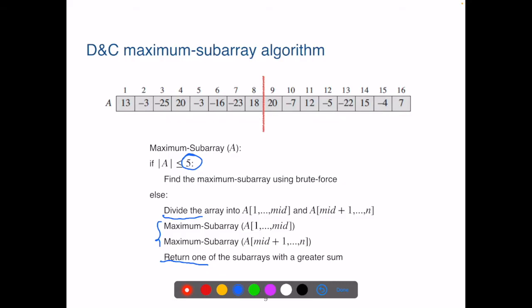How to combine the search result? From the two subarrays, we return the result with a greater sum. Are we done? Is this algorithm correct? No.